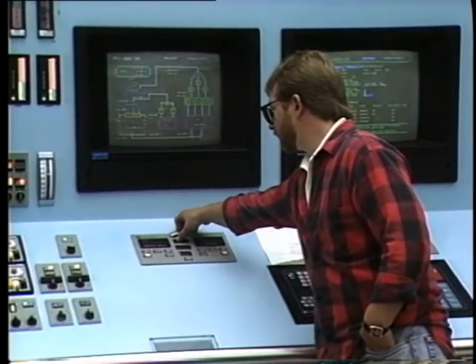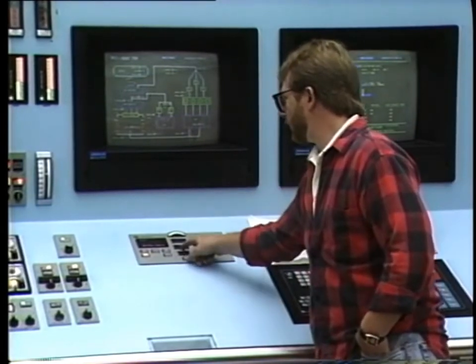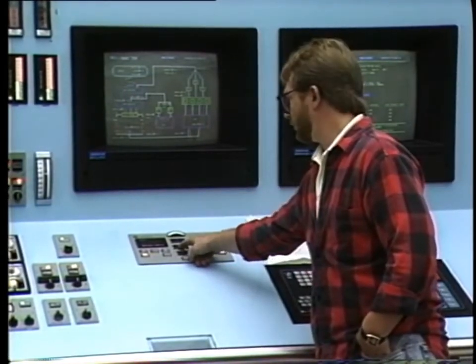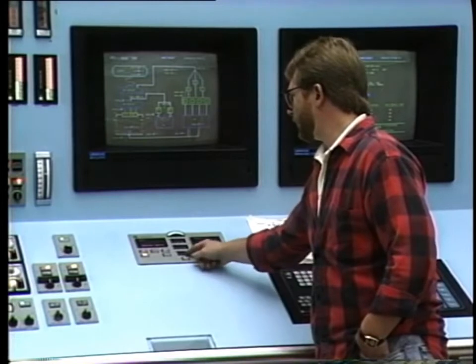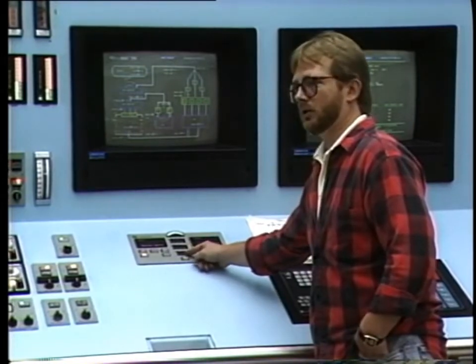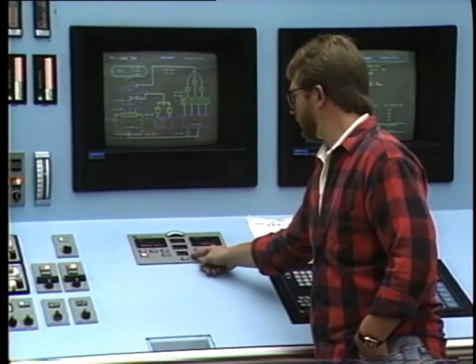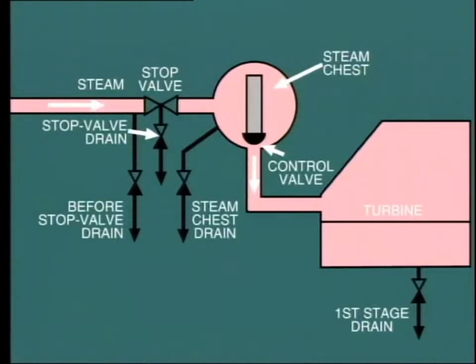When the generator is synchronized and the turbine is on load, the steam flow into the turbine will be controlled by the control valves according to adjustment of the governor set point. Once the unit is on load, the stop valve drains, steam chest drains, and turbine shell drains can all be closed.